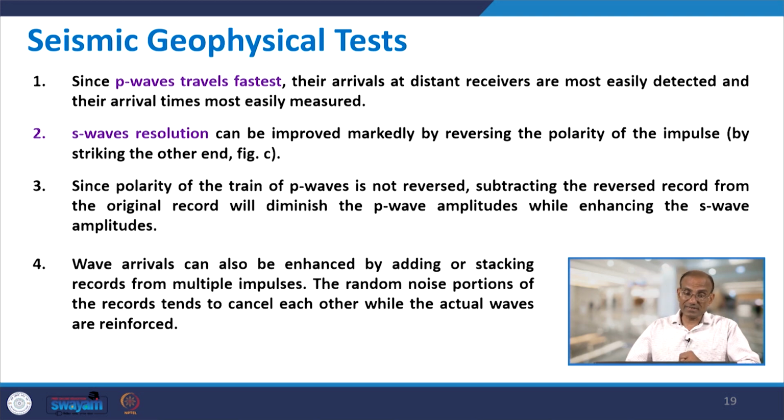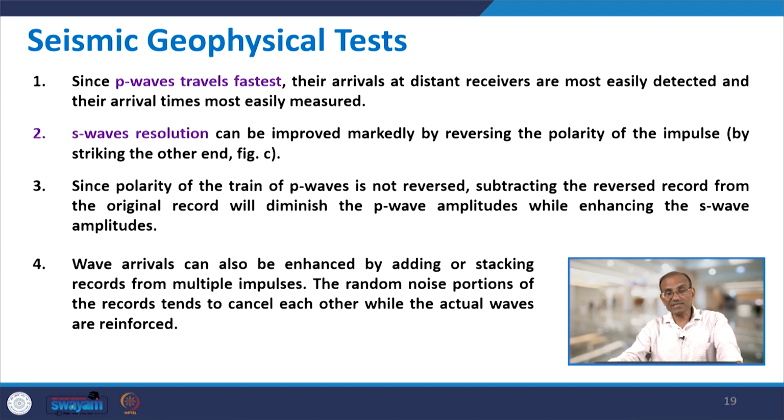S wave resolution can be improved if we reverse the polarity. So, we already said we strike one time at this end, another time at this end. This is called reversal of polarity. Since the polarity of the P wave is not reversed, as we discussed, P plus S and P minus S, the difference of these two will give you 2S, that is, the amplitude of the S wave has increased.